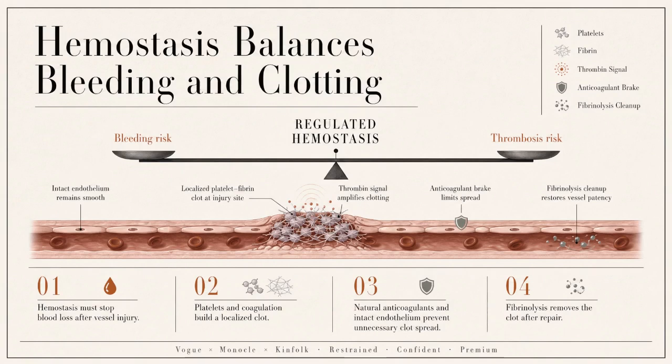Intact blood vessels normally prevent clotting, but damage exposes prohemostatic surfaces. Platelets form an initial plug, and coagulation factors generate fibrin for stability. At the same time, natural anticoagulant systems limit the clot to the injured area. Later, fibrinolysis removes the clot during tissue repair. This balance is why bleeding and thrombosis are two sides of the same coin. Laboratory tests help us understand disturbances in this delicate network. Next, we'll break down the immediate steps of primary hemostasis.